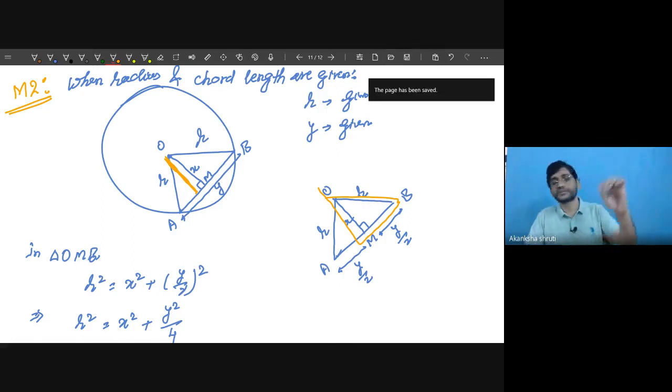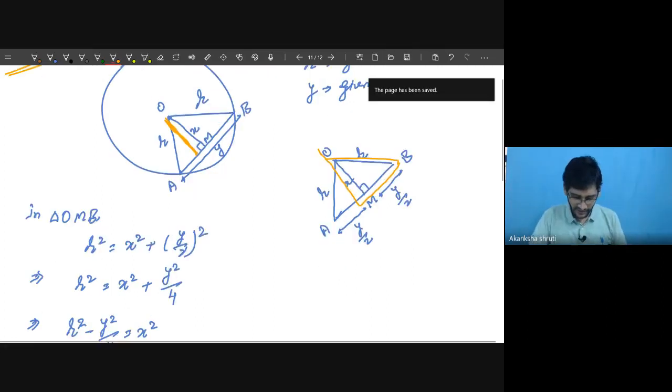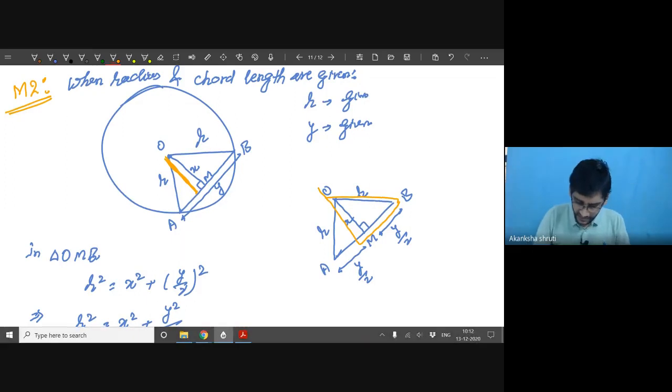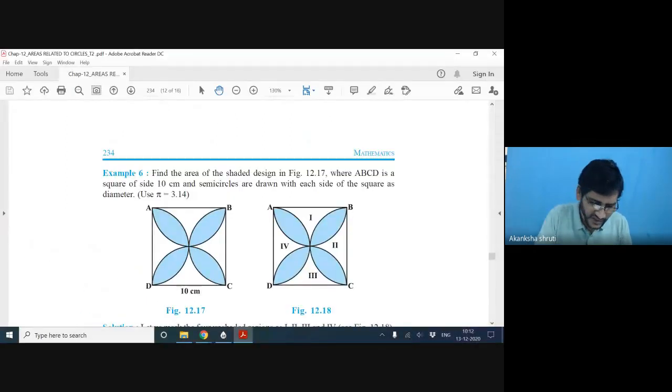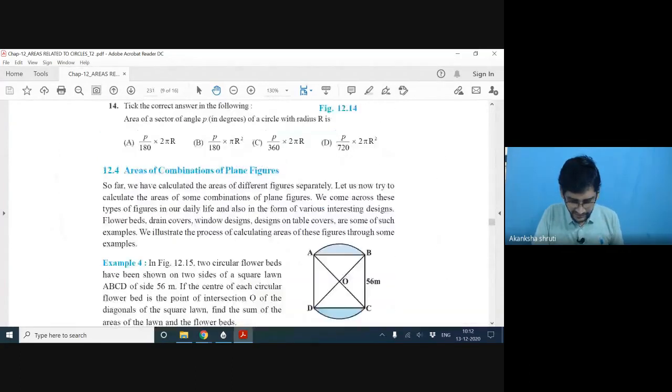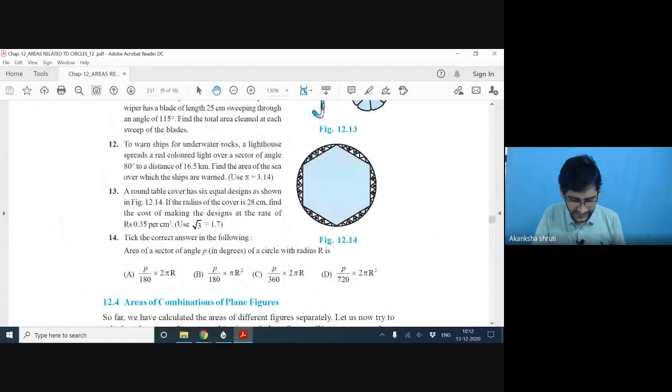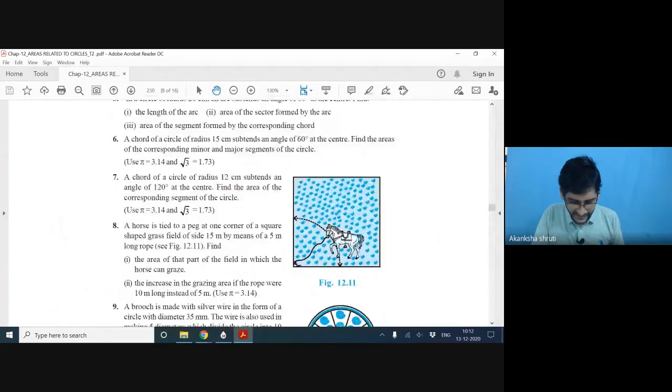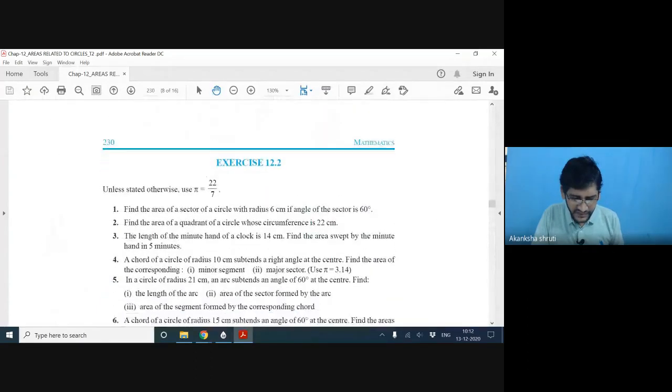Now let me solve just within 5 minutes one of the questions from your textbook, then I will leave it. Student, the concept regarding this I have discussed, even for the next exercise I have discussed, for 12.3.